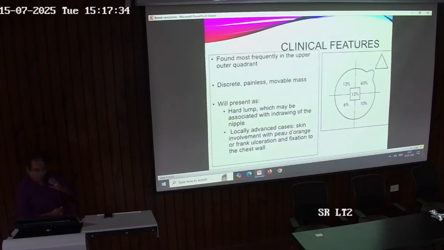Now, clinical features. Found mostly in the upper outer quadrant. Does anybody remember what was the reason I said it is always present in the upper outer quadrant most commonly?